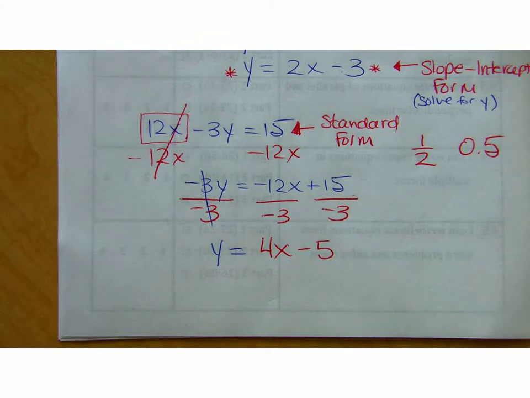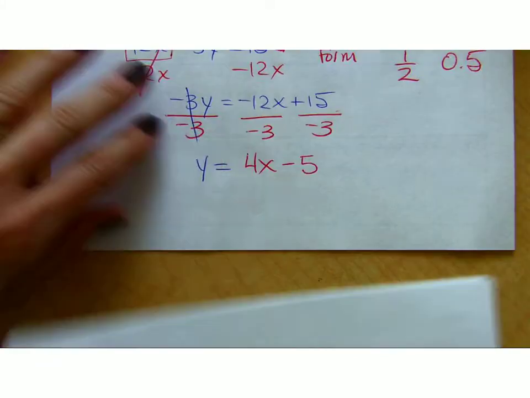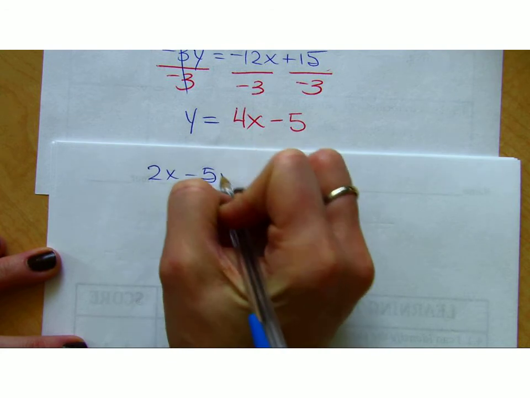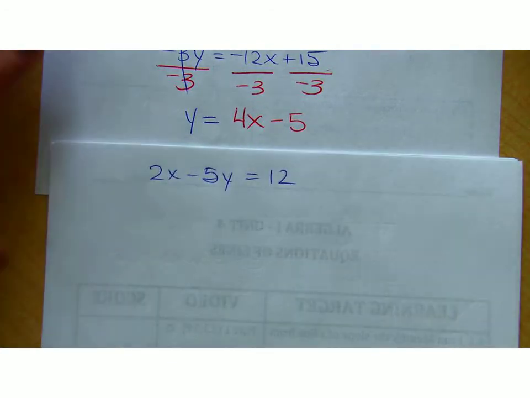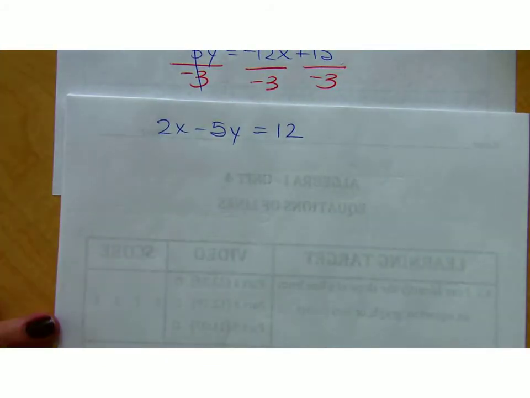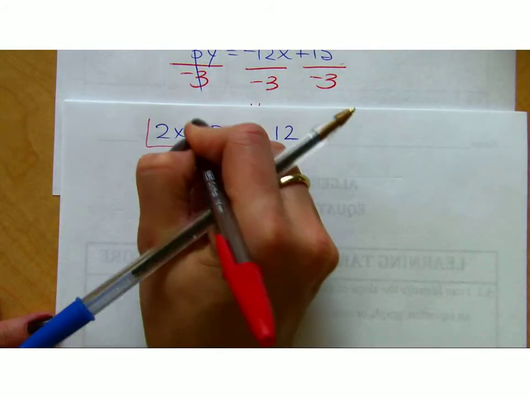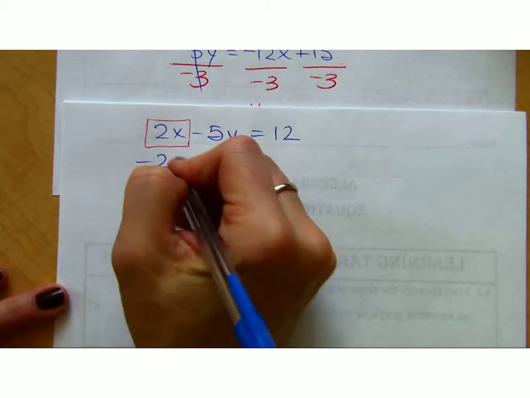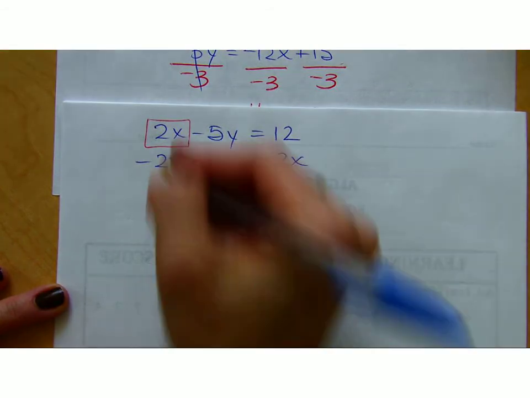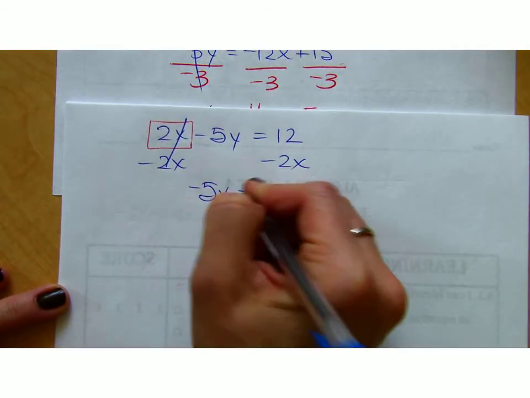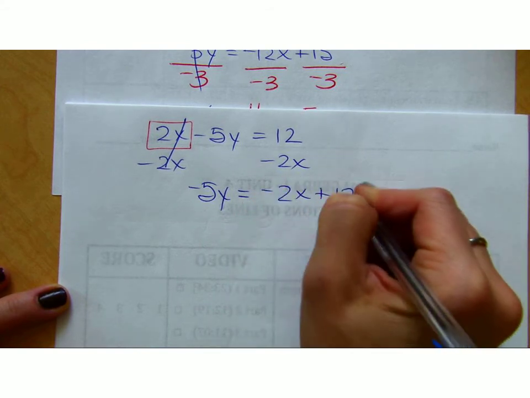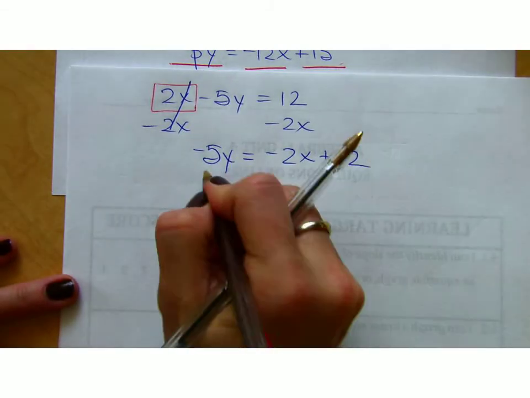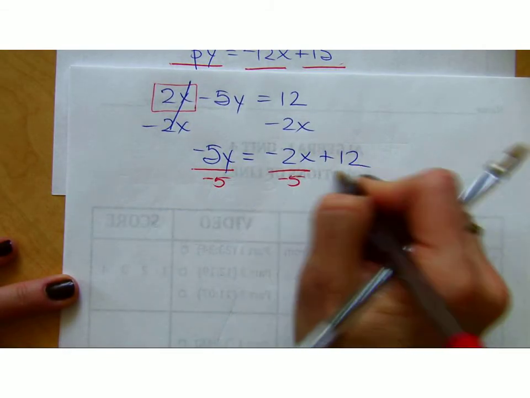So the next example that we're going to do is not so pretty. And everything ain't unicorns and rainbows in algebra, right? There are real answers that are not whole numbers. So, what do I want to do first? It's in standard form. Put it in slope-intercept form. Get rid of your x term first. That leaves you with negative 5y is equal to negative 2x and a positive 12. My last step is to divide what? Everything by negative 5. All three pieces.